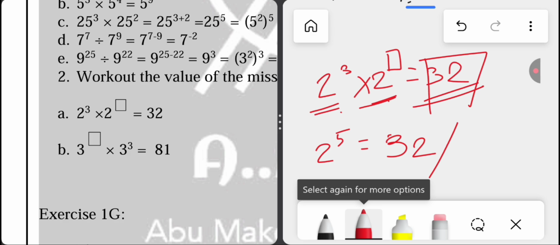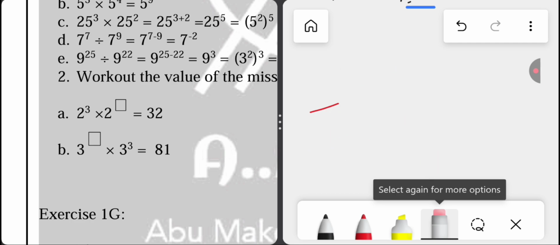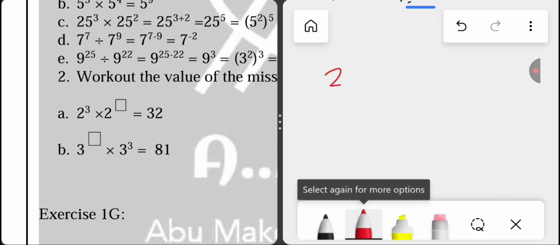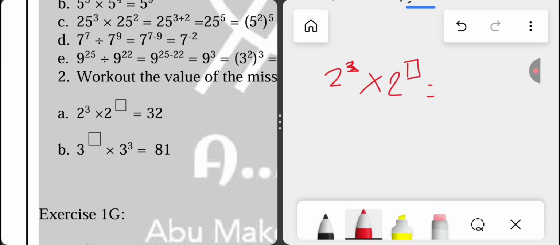So the power basically means the number of times the base has to multiply itself to get the number after equals to. Okay, so here one power is missing: 2 to the power box is equals to 32. We already know that we can write 2 to the power 5 as 32. 2 to the power 5 and 32 both are same.